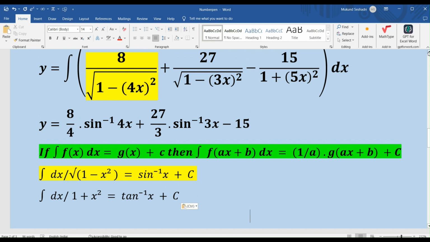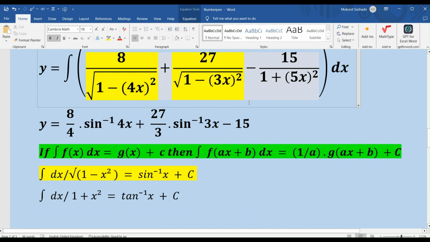So again, I'm going to make use of the formula that is highlighted in green. I have integral of dx by 1 plus x squared equals tan inverse of x plus c. And in place of x, I have 5x, right? My 15 remains as it is. And so if I again connect it with what I have highlighted in green, which is my integral of f of x dx equals g of x, my f of x is nothing but 1 by 1 plus x square. My g of x is nothing but tan inverse of x. And then my f of ax plus b is nothing but my dx by 1 plus 5x the whole square.